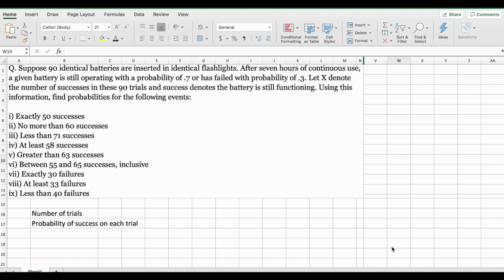For example, let us consider an experiment of tossing a coin 3 times. The experiment thus consists of 3 identical trials, and each trial consists of tossing 1 coin. There are 2 outcomes possible on each toss of a coin. You can either get a head or a tail. The probability of getting a head is P equals 0.5, and the probability of getting a tail is equal to 1 minus 0.5, which is 0.5.